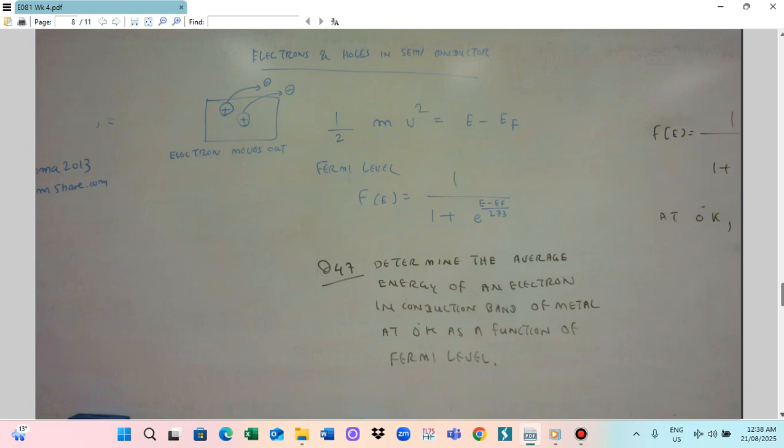So this is the way we can calculate. Once the electron moves from the atom, the electron will have kinetic energy. This kinetic energy of the electron can be calculated as half mv squared equals E minus Ef, where Ef is the Fermi level. So E minus Ef means the difference between the energy level and the Fermi level, and with half mv squared the electron attains the kinetic energy. This Fermi level can also be calculated by an equation.